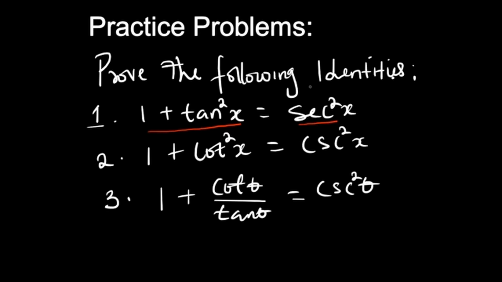If you are starting from the right, you have to show that you can find the left side. So if you begin with the right, you should end up with the left. And if you begin with the left, you should end up with the right, to show that both sides are equal. And this is what happens in every trig identity problem. Now that's the first thing that you need to know.